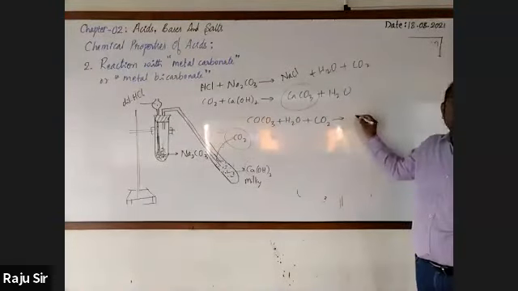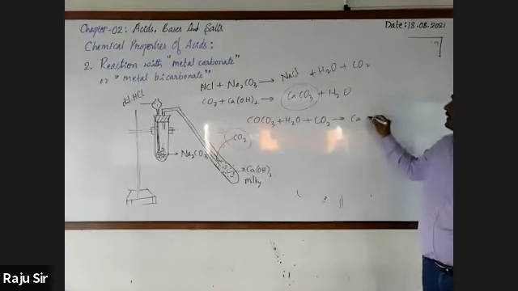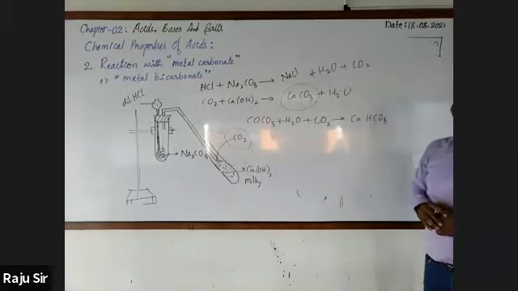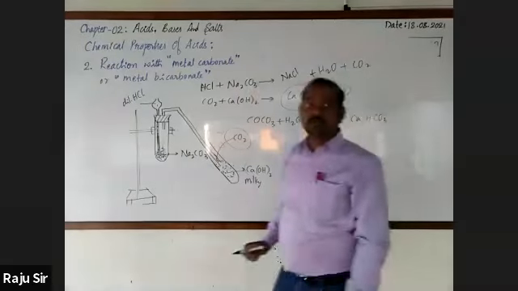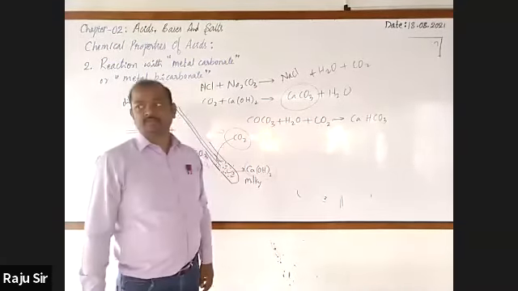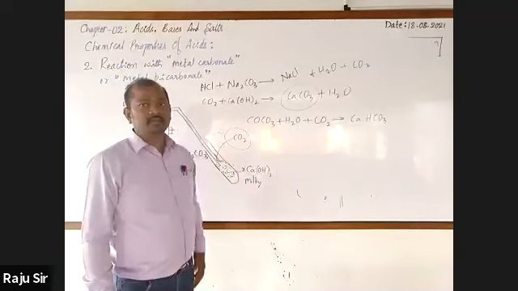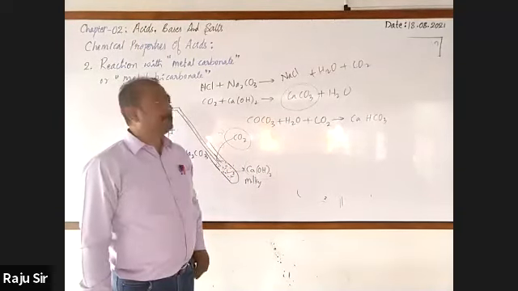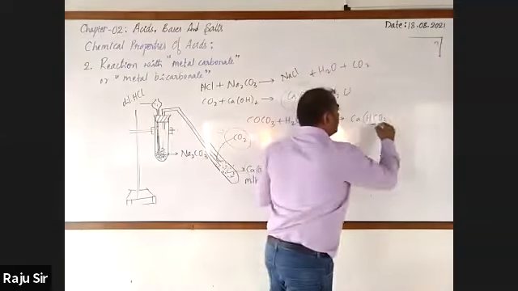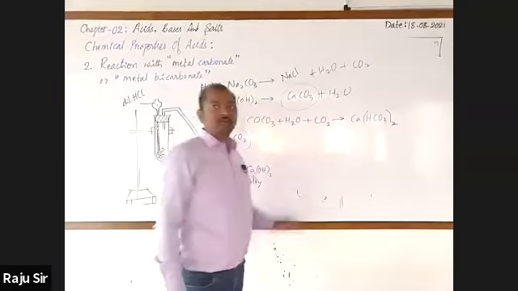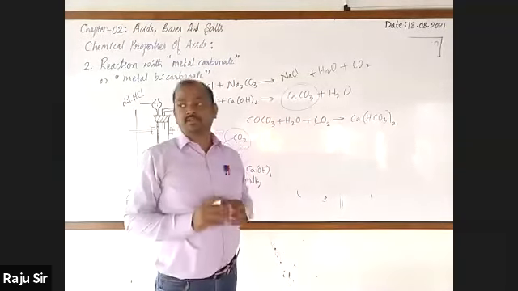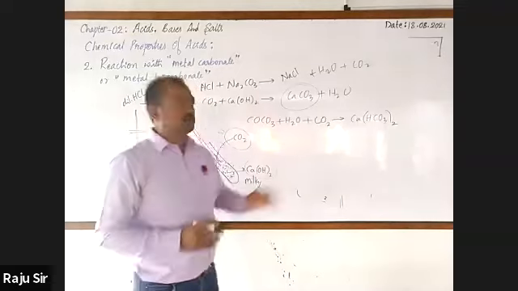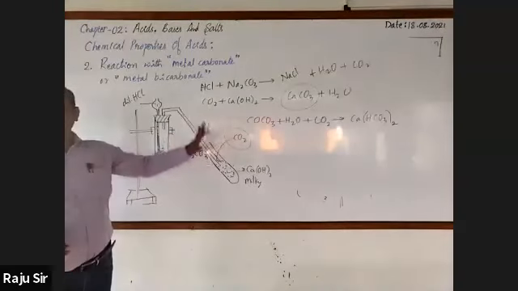Tell the chemical formula. Ca(HCO3)2, with HCO3 twice. Sure? Twice, sir. Yes. Ca(HCO3)2, and we'll get a clear solution. So these are the important points to be remembered.